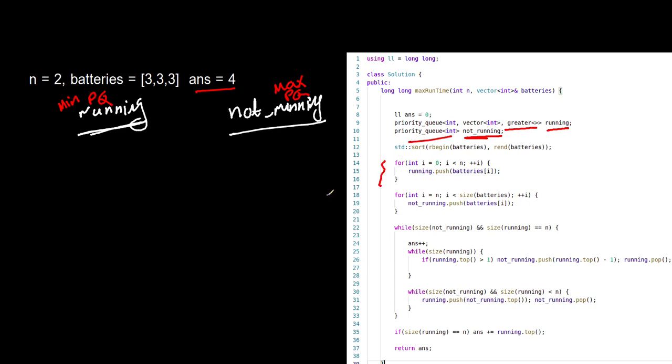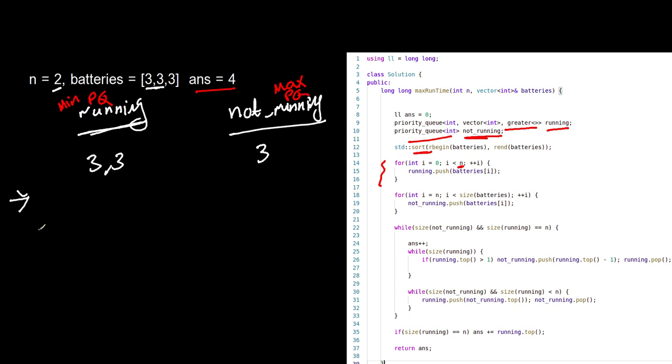Initially, we push the maximum n batteries to the running queue because we want to use the batteries that have the maximum value. So we sort in reverse order, and we push the first n batteries, or the maximum 2 batteries, to the running queue, and the last one we put in the not running.